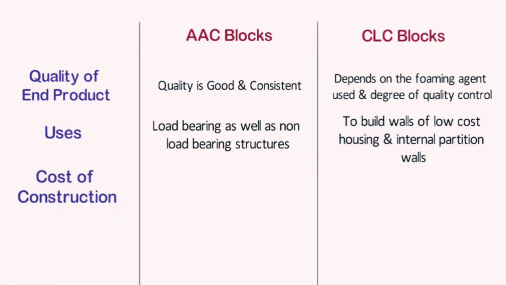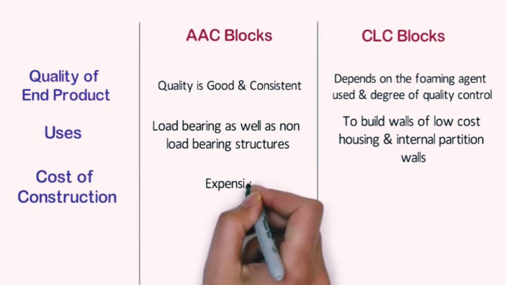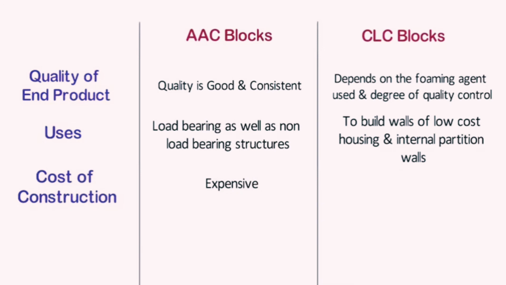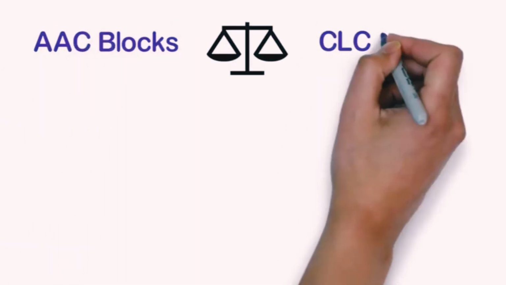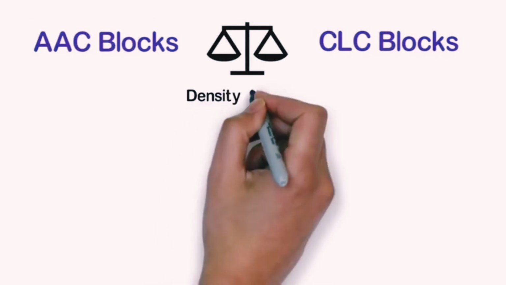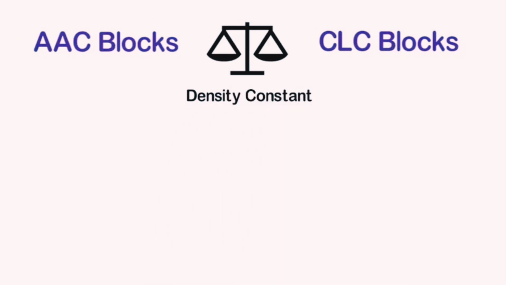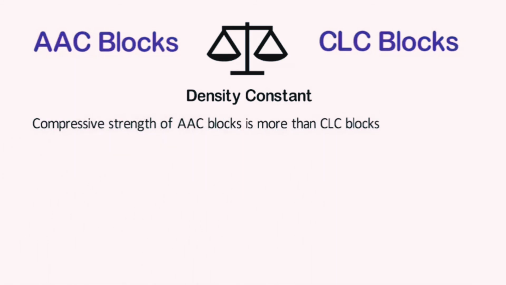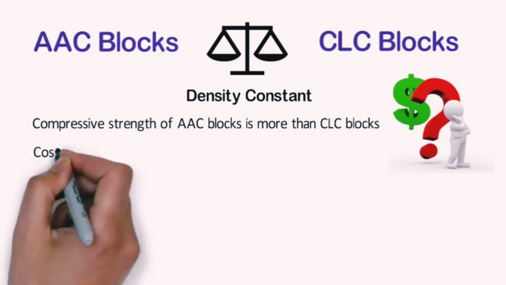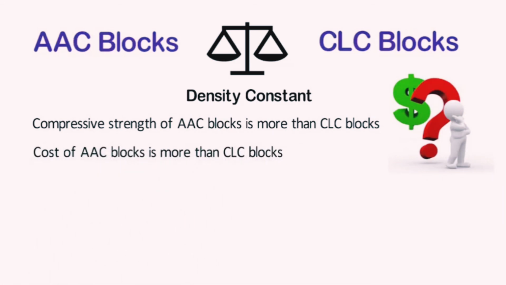Cost of construction. AAC blocks are expensive as compared to CLC blocks, whereas CLC blocks are cheaper when compared with AAC blocks. If we compare AAC blocks with CLC blocks by keeping the density constant, then all the parameters are almost similar except compressive strength. The compressive strength of AAC blocks is more than CLC blocks. Only the drawback is cost. Cost of AAC blocks is more than CLC blocks.